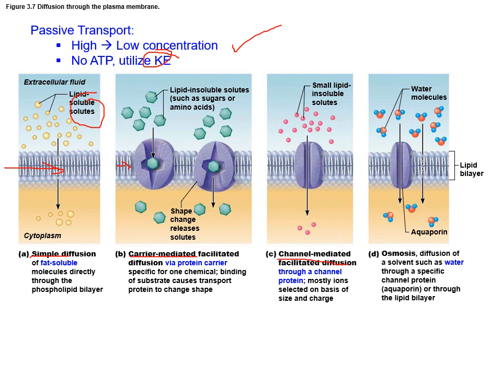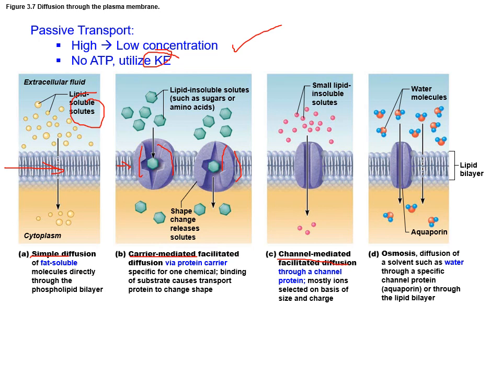If we see that the solute has to move through a protein, and it has to, in essence, fit within the protein carrier before it can make that journey, we call that a carrier-mediated facilitated diffusion. Once again, not requiring any ATP, simply requiring kinetic energy. And then our third option is the channel-mediated diffusion.